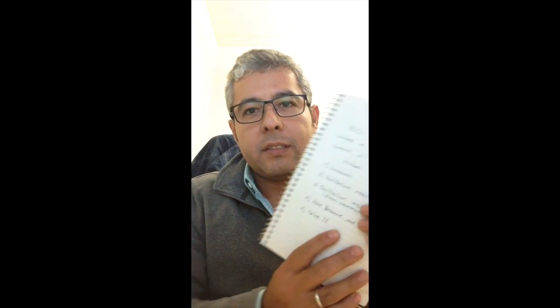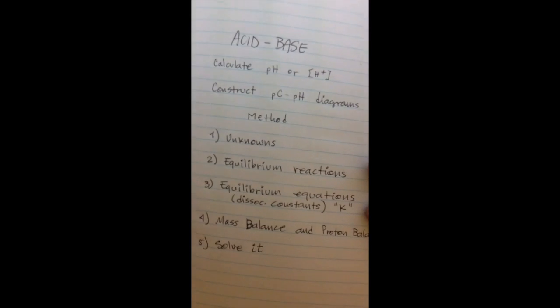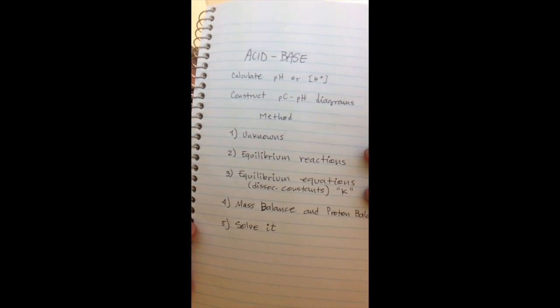So remember, systematically use the method, right? First, unknowns. Find the unknowns. Second, equilibrium reactions. Third, equilibrium equations with the dissociation constant, the K. Fourth, the mass balance or proton balance. And the fifth step is solve it.